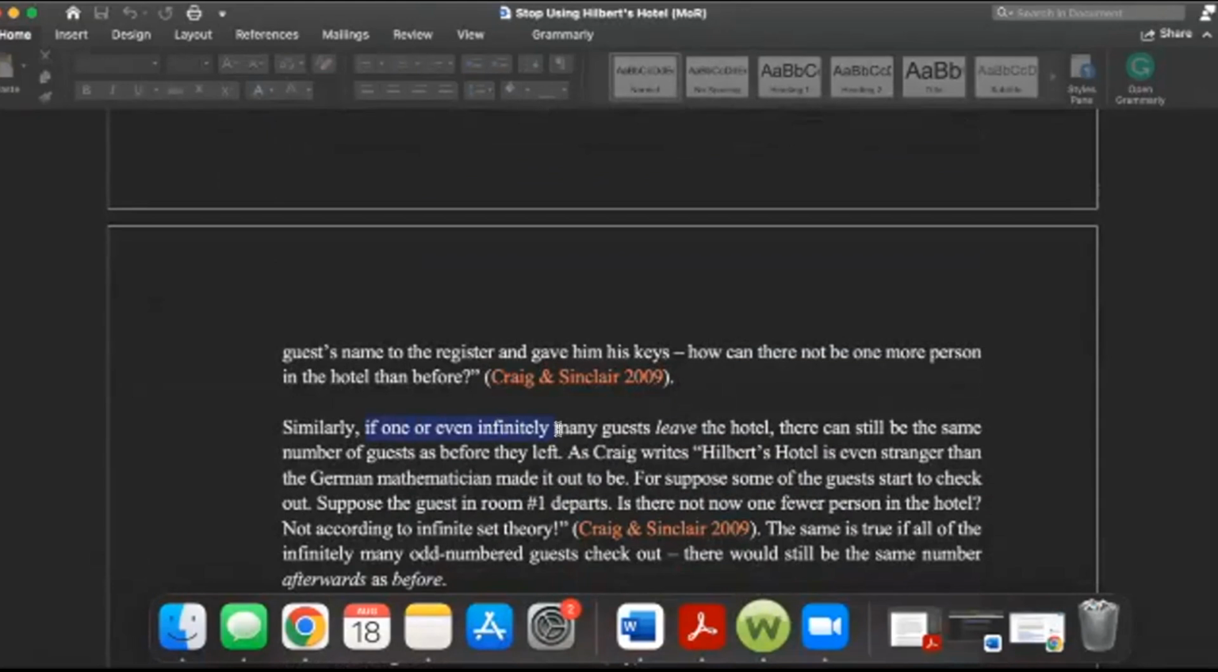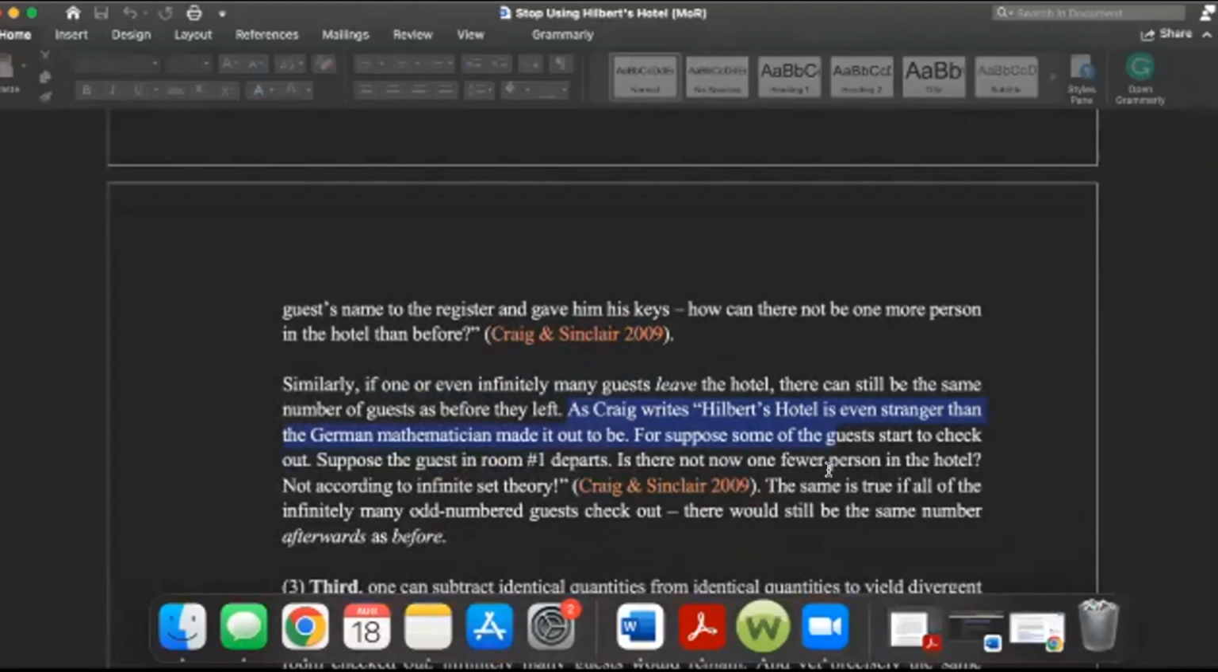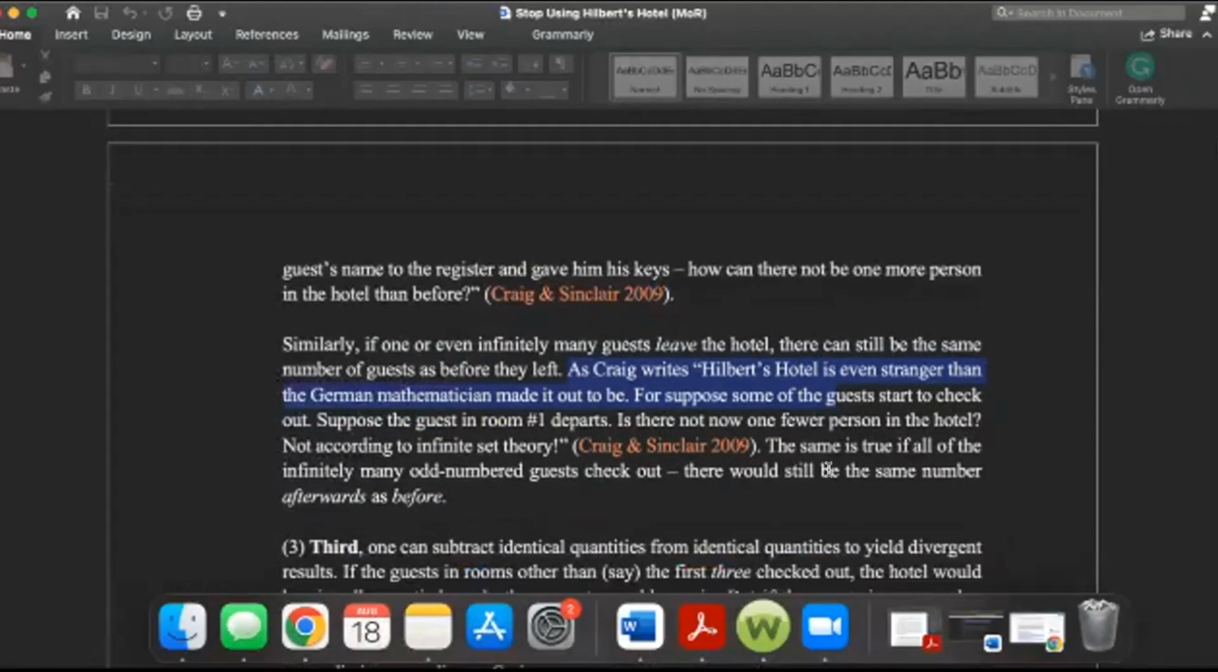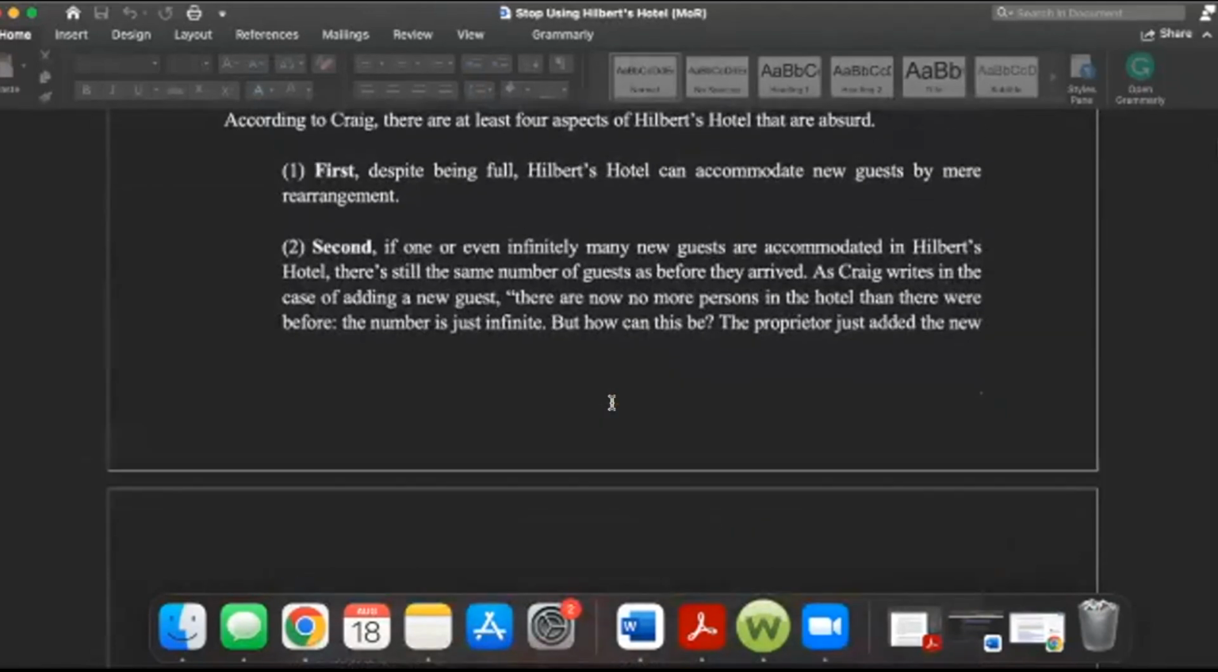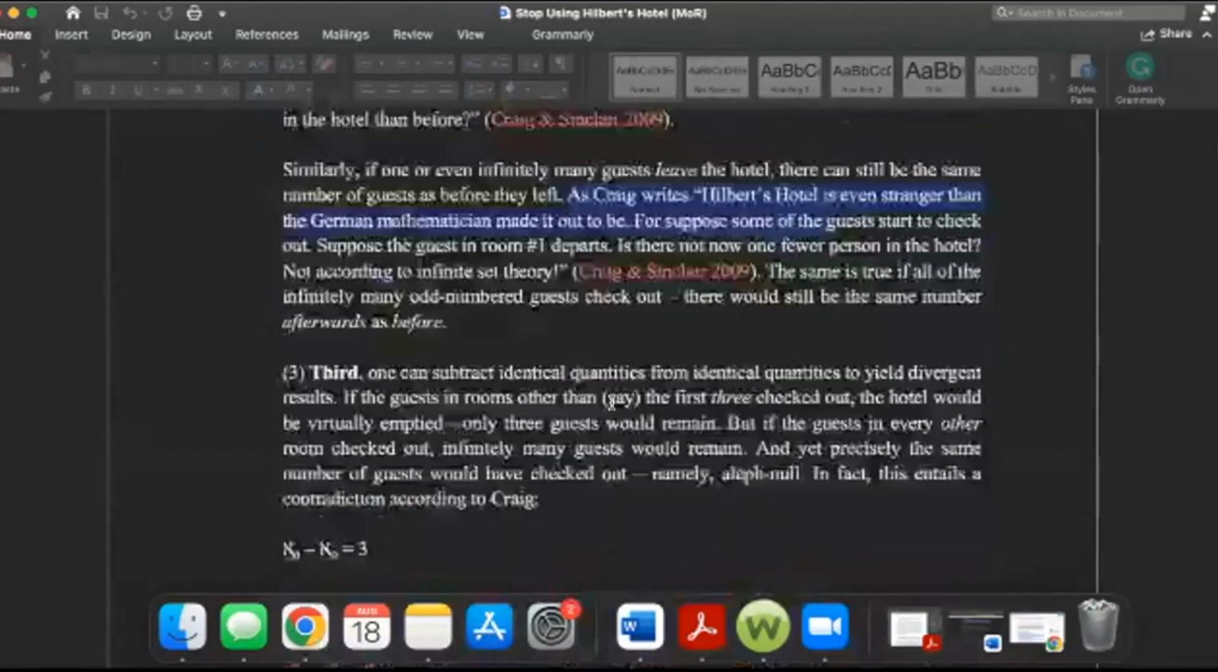Similarly, if one or even infinitely many guests leave the hotel, there can still be the same number of guests as before they left. As Craig writes, Hilbert's hotel is even stranger than the German mathematician made it out to be. For suppose some of the guests start to check out. Suppose the guest in room number 1 departs. Is there not now one fewer person in the hotel? Not according to infinite set theory. The same is true if all of the infinitely many odd-numbered guests check out, right? There would still be the same number afterwards as before. So that's a second general absurdity attending Hilbert's hotel and actual infinite collections more generally.